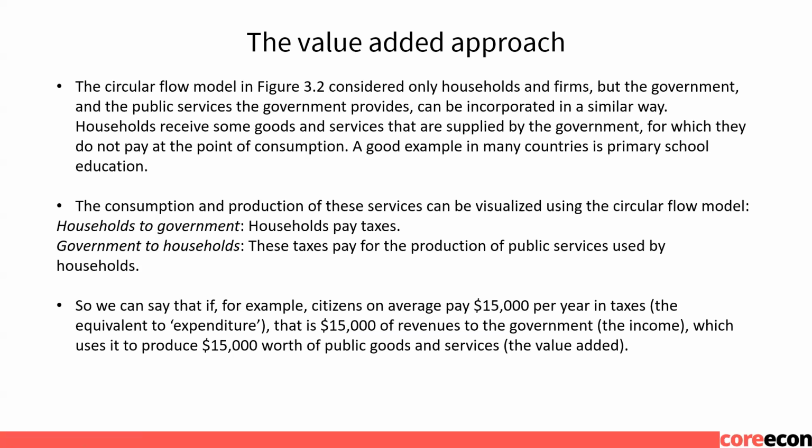So from households to government, households are paying taxes. From government to households, these taxes pay for the production of public services used by households. So if, for example, citizens are paying on average $15,000 per year in tax, this would be the expenditure because they are spending this in terms of taxes. This $15,000 turns into the revenue of the government, which then uses it to produce $15,000 worth of public goods and services for the nation. So that's going to be the value added by the government.